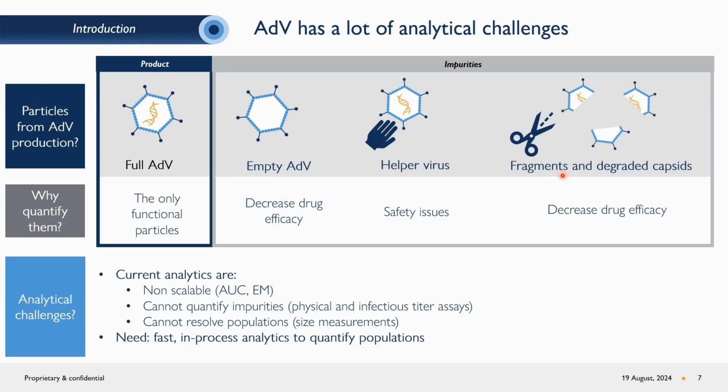they pose safety issues. There are analytics out there to characterize adenovirus species. However, they are either non-scalable, such as analytical ultracentrifugation or electron microscopy. They are unable to quantify impurities, such as titer assays, or they cannot really resolve populations, such as physicochemical techniques to measure size. Therefore, the need is to have some fast in-process analytics able to quantify adenovirus populations.